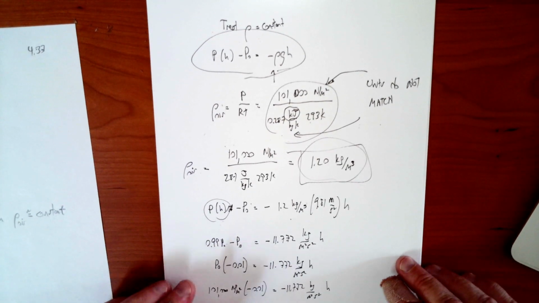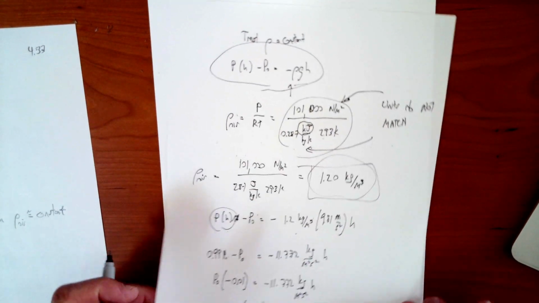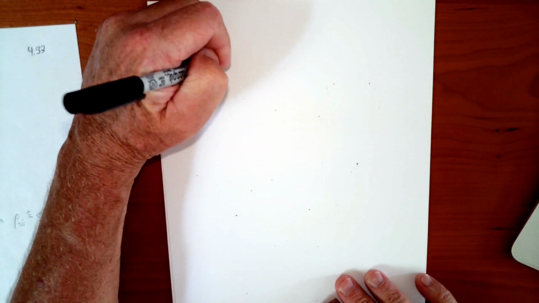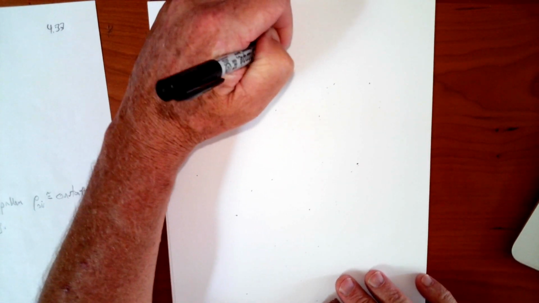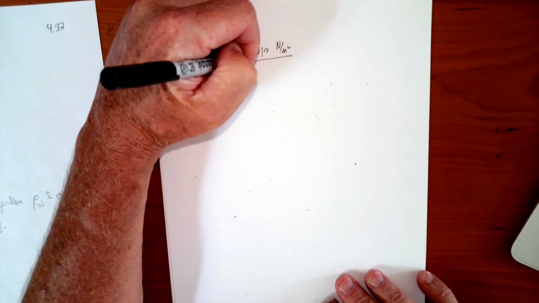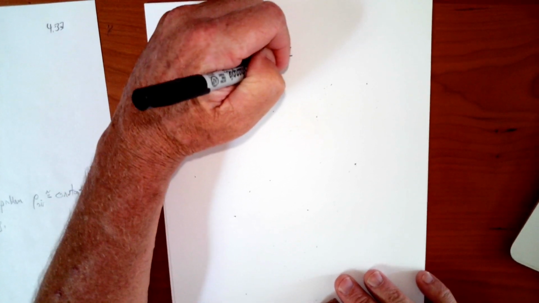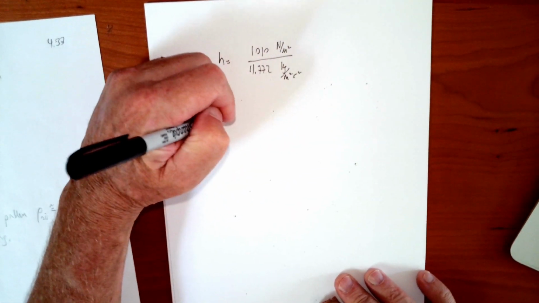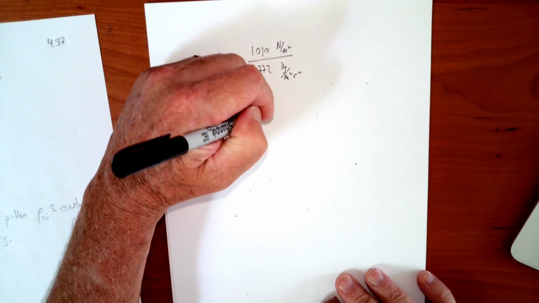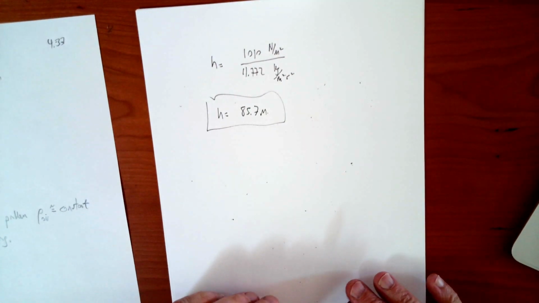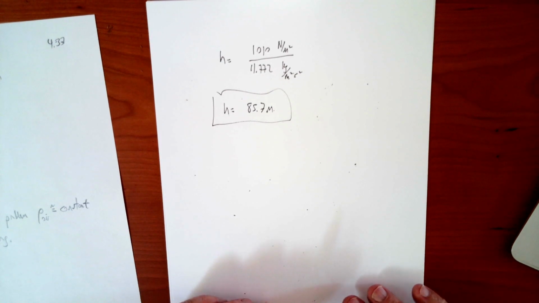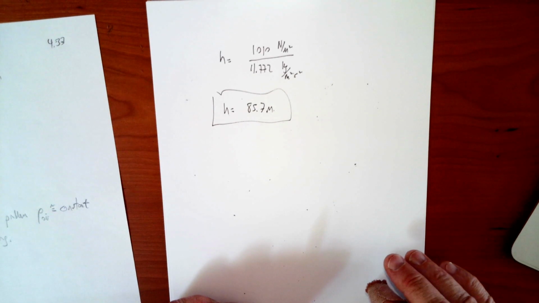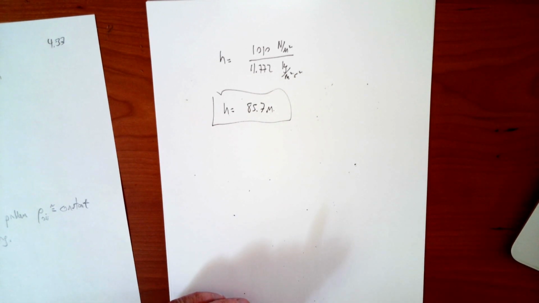All right, so this is just algebra at this point. I'm going to rearrange this. So we have H is equal to 1010 newtons per meter squared divided by 11.772 kilograms per meter squared second squared. And finally, you get H is equal to 85.7 meters. So you can go a little less than 100, 85.7 meters, into the air before the density of air changes by even 1%.